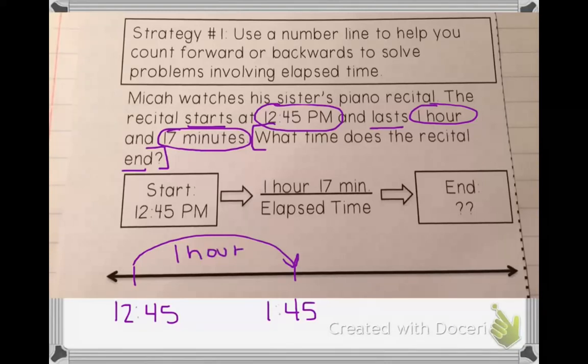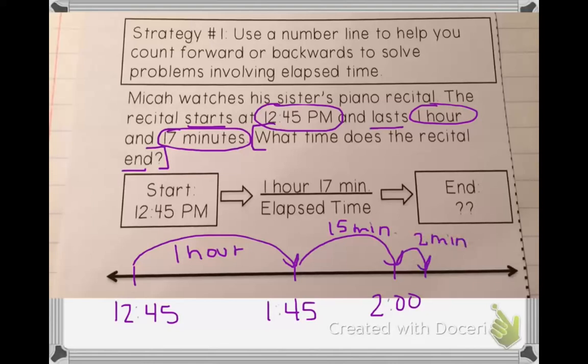Well, jumping up 17 minutes is a little bit complicated, so I'm going to break that apart. I know if I'm at 1:45, in 15 minutes it'll be 2 o'clock. So I'm going to make a jump of 15 minutes. Now I need to go 2 more minutes. So that's going to be a little jump. So that's 2 minutes. And 2 minutes after 2 o'clock would be 2:02.